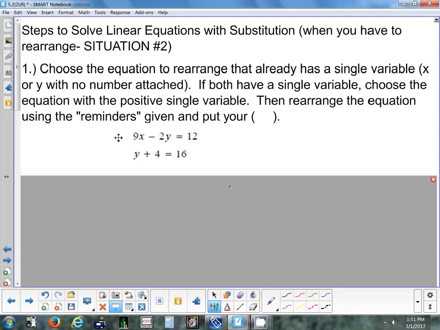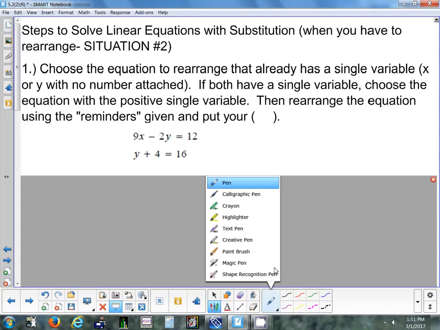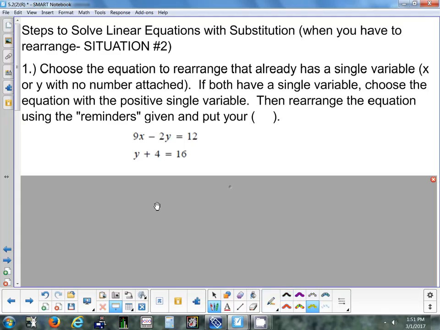Top or bottom? What do you think, Liam? Bottom. Why do you say bottom? Because it's a positive. All right, it's a positive. What else? Josh? Yeah, the variable's alone, right? The y, there's nothing attached to the y. I have a single variable. I got a 9x here, that doesn't work. I got a negative 2y there, that doesn't work. I have no x down here, that's okay. That's not always going to happen. We might not always have an x. So we're going to use the bottom one because y is already by itself.